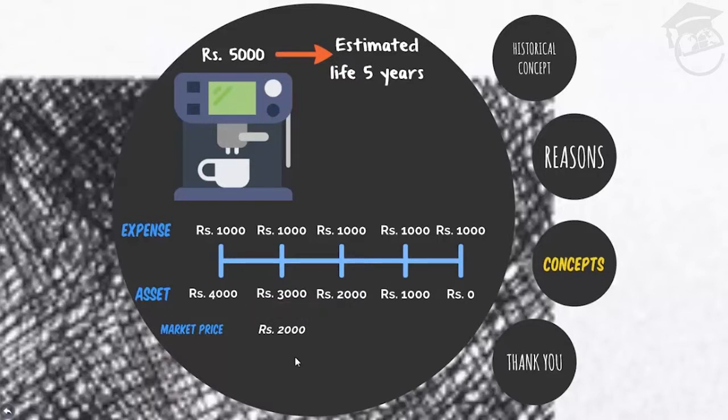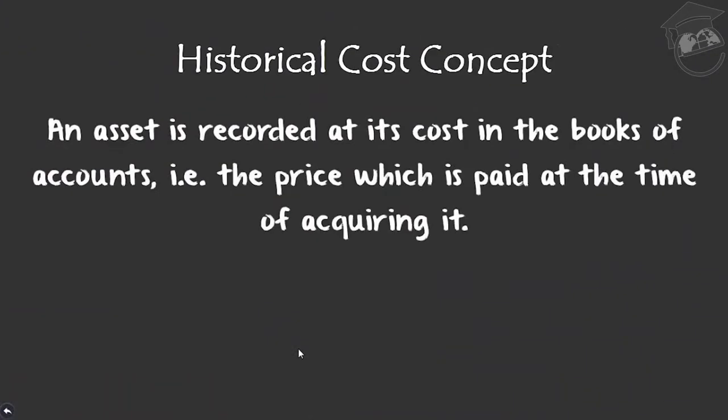So the accounting in the books of accounts will be done on the basis of the past price that we paid to acquire the machine, and hence by the end of the 2nd year we will be recording rupees 3,000 and not the current market price of the machine, that is rupees 2,000. Thus accounting on the basis of the cost paid to acquire a particular asset is done under historical cost concept, and according to historical cost concept, an asset is recorded at its cost in the books of accounts, that is the price which is paid at the time of acquiring it, and we ignore the current market price of the asset. And why do we do so? Why don't we record the asset on the basis of the current market price?